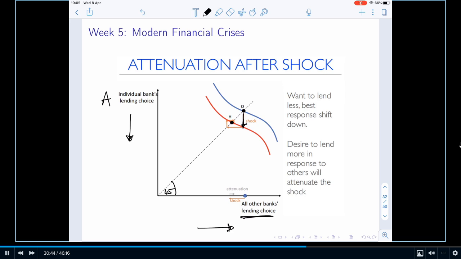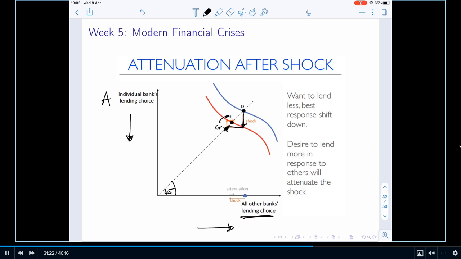When you have these downward sloping best response curves, what you should see is that when I get hit by the shock, and similarly all the other banks in the economy get hit by the shock, if we just responded to the shock and we didn't take into account each other's behavior or response to that shock, we would end up at this point, let me call it point G, right there. Okay. And what do we see? That the ultimate equilibrium outcome is not point G, but point H.